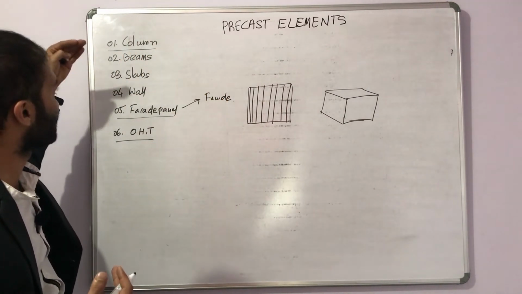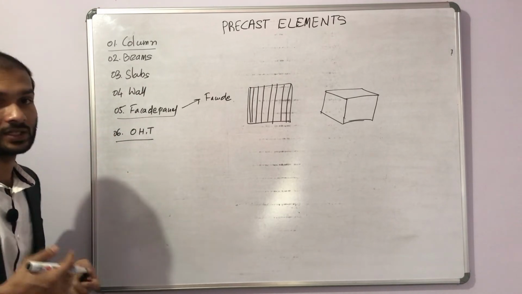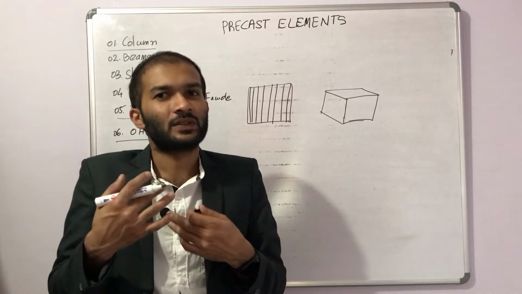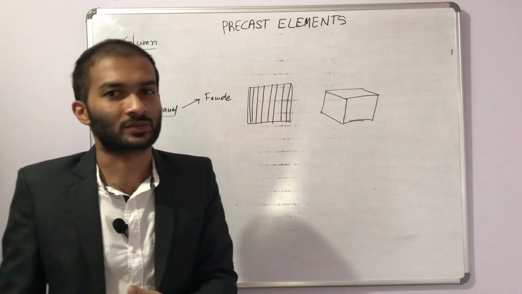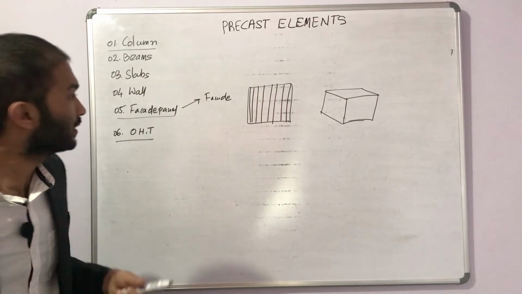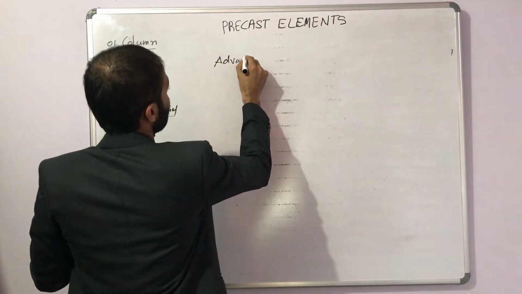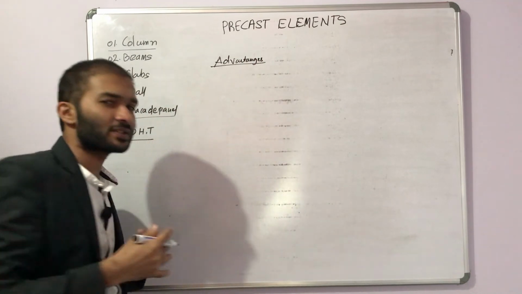That is columns, beams, slabs, walls, facade panels, and the OST and tanks, correct. So next is why we need precast technology. We could have done this with the conventional system, so why have we opted for it? There are advantages we are having. So, what are the advantages of precast technology?